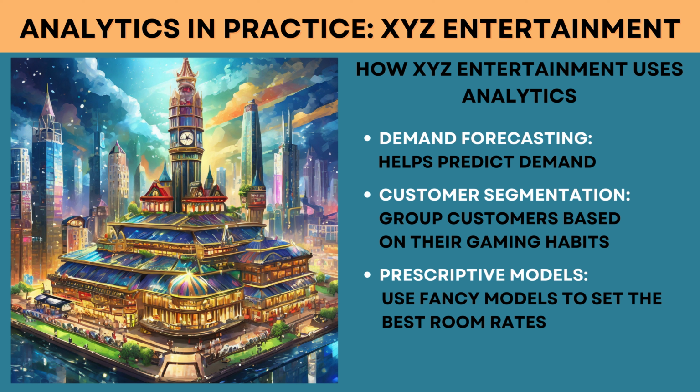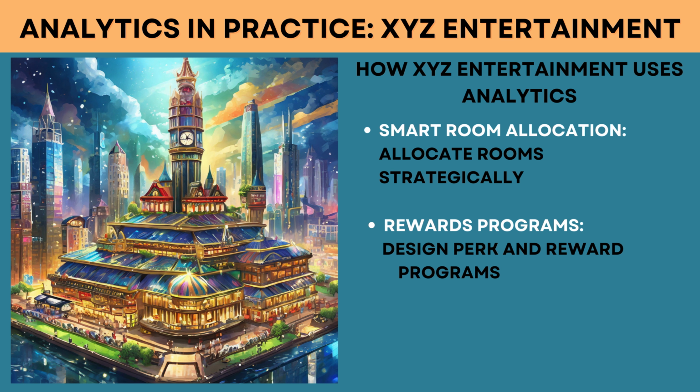Prescriptive models. Knowing how much to charge for a room can be tricky. But analytics helps to use fancy models to set the best room rates. They consider things like demand, competition, and special events to find the sweet spot between making money and keeping guests happy. Smart room allocation. It does not just throw darts at a board to decide who gets which room. Analytics helps them allocate rooms strategically. Imagine high rollers getting luxurious suites, while families get rooms with extra beds. It is all about making sure everyone has the perfect stay.